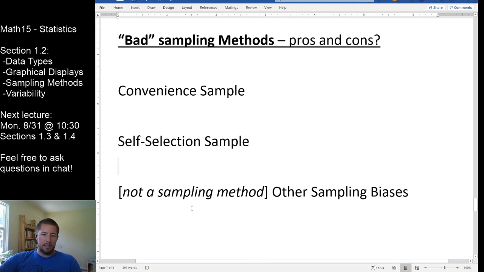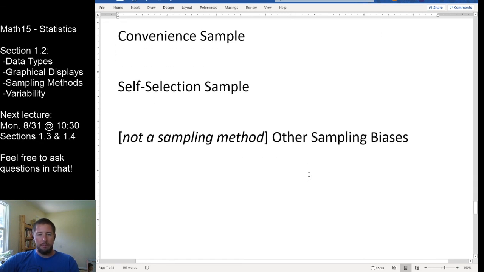So again, that's not like a sampling method, but other sampling bias can creep in, especially related to expectation of certain types of outcomes. And so avoiding that's really important if what we're trying to do is get a good snapshot of the true population out there.